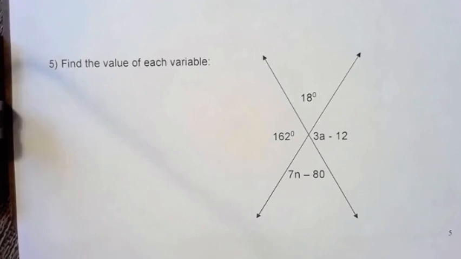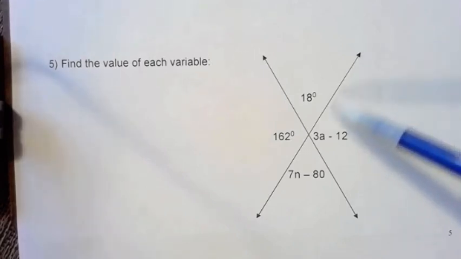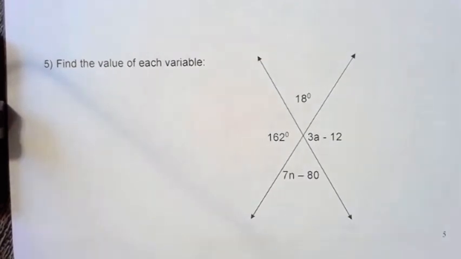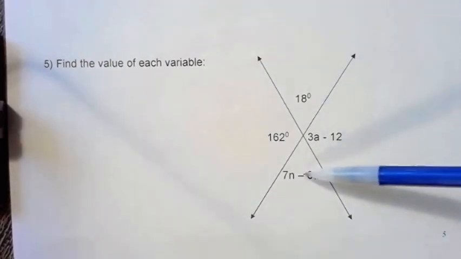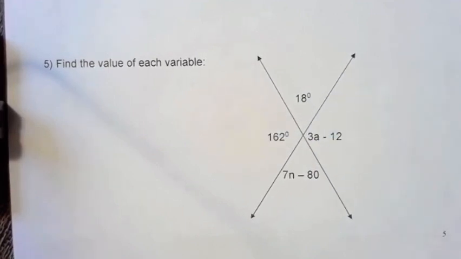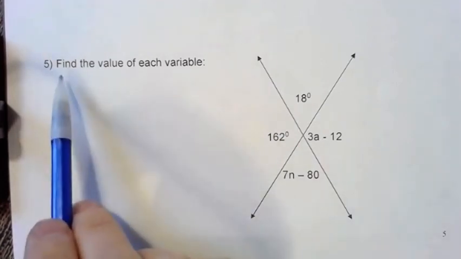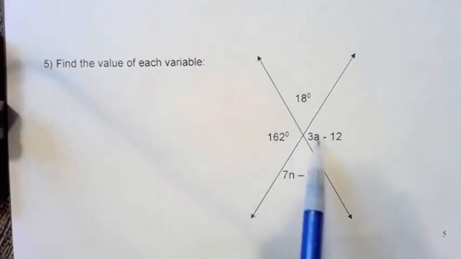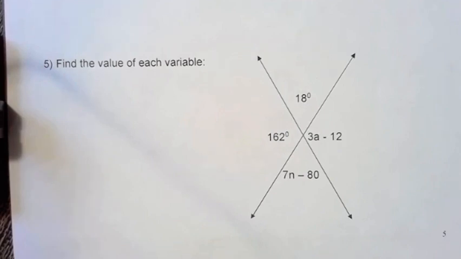In our next picture, we have vertical angles, and I know that because we have two lines that have intersected. Remember that vertical angles are non-adjacent angles. They're across from each other from the point of intersection. And vertical angles are always congruent to each other, so their measures are going to be equal. In this example, it says to find the value of each variable. Notice here I have the variable a, while down here I have the variable n. All right, I'm going to calculate each of those, and I'm going to use the fact that I have congruent vertical angles in this picture.